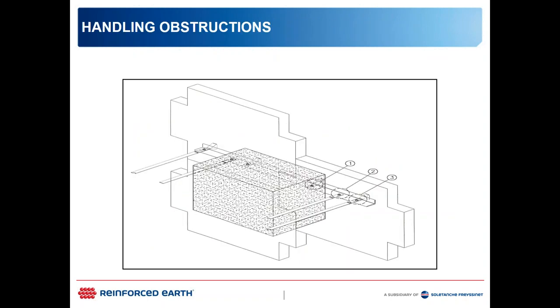If you have an inlet structure, a similar system can be used using an angle iron so that the angle iron will bridge across the inlet and the straps can be provided on either side of the inlet. So by doing this connection, it is possible to move the strap on either side of the inlet and then complete the MSE construction.